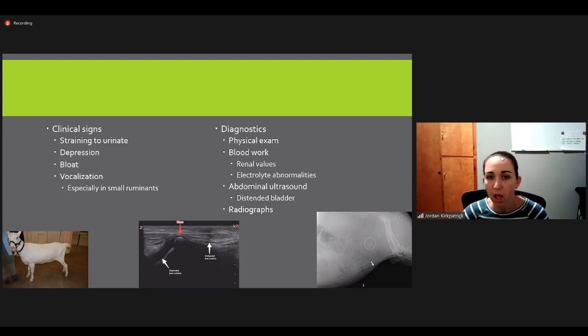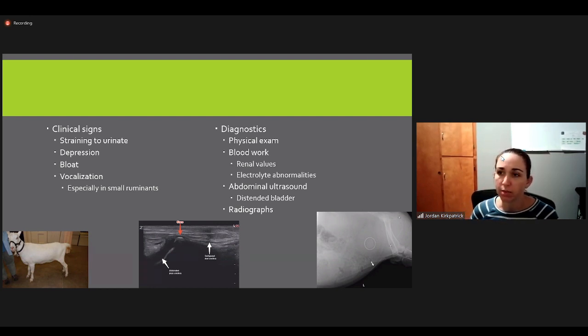Diagnostics to perform: a physical exam, they usually have a high heart rate, high resp rate. They shouldn't have a fever. It's always important to do blood work because, again, it's a urinary blockage, so a post-renal azotemia. The worst one I had, I think, had a BUN of over 100 and a creatinine of 14. So they can have very, very bad renal abnormalities and electrolyte abnormalities that you need to treat, one, to make them stable for anesthesia for surgery and just to make them systemically healthy.